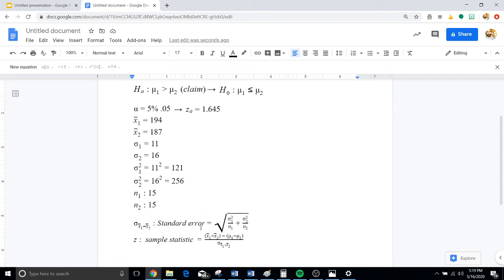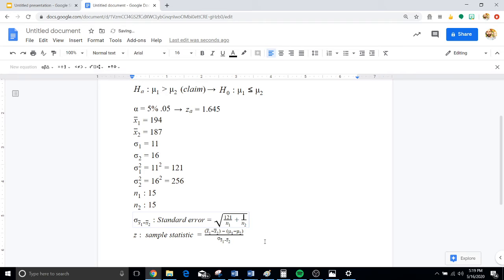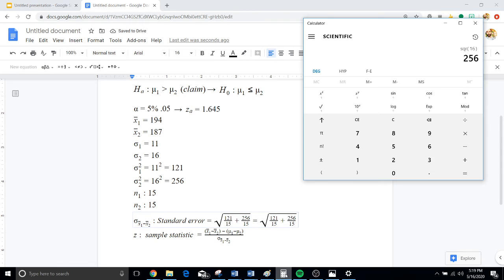A standard error is going to require that we know the variance of each. Well, we found the variance to be 121 and 256. So 121, 256. And we know that our sample size for each was 15, 15, 15. So now we can solve this one. I'm just going to copy it, paste it over here. Let's find out what 121 over 15 is.